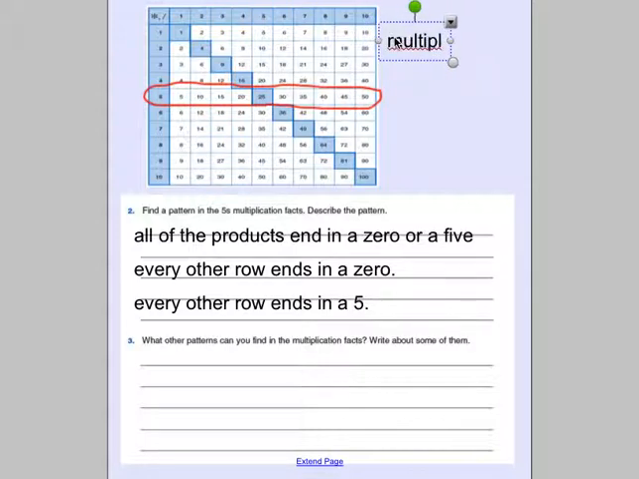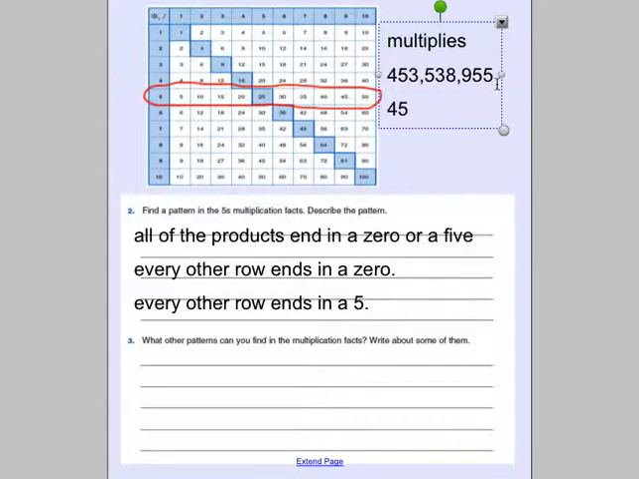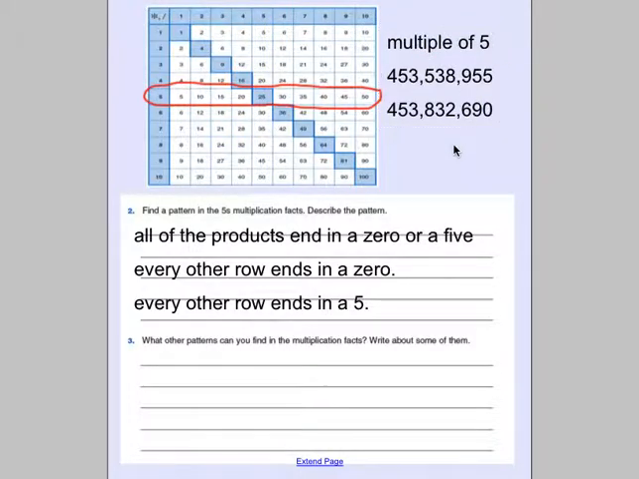And here's a fun fact for you. Let's say you had the number 453,578,000 or 38,955. As long as the number ends in a 5 or ends in a 0, it is a multiple of the number 5. Pretty cool, huh?